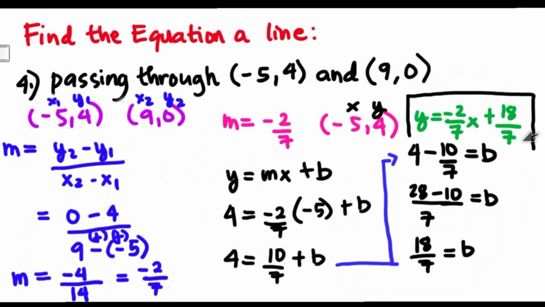So, the equation of the line that passes through negative 5, 4, and 9, 0 is y is equal to negative 2 over 7x plus 18 over 7.